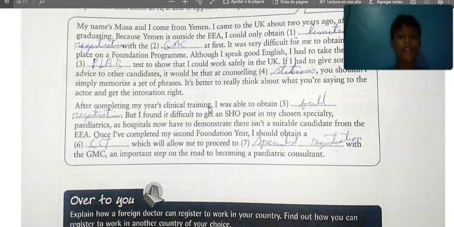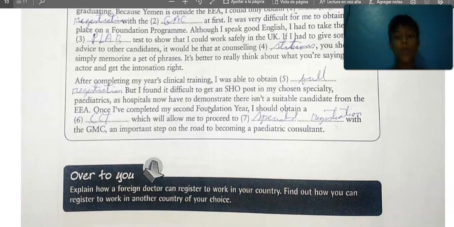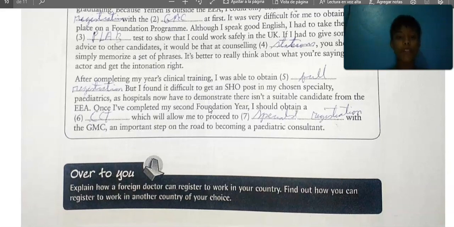After completing my year's clinical training, I was able to obtain full registration, but I found it difficult to get an SHO post in my chosen specialty, pediatrics, as hospitals now have to demonstrate there isn't a suitable candidate from the EEA. Once I've completed my second foundation year, I should obtain a CCT, which will allow me to proceed to specialist registration with the GMC, an important step on the road to becoming a pediatric consultant.